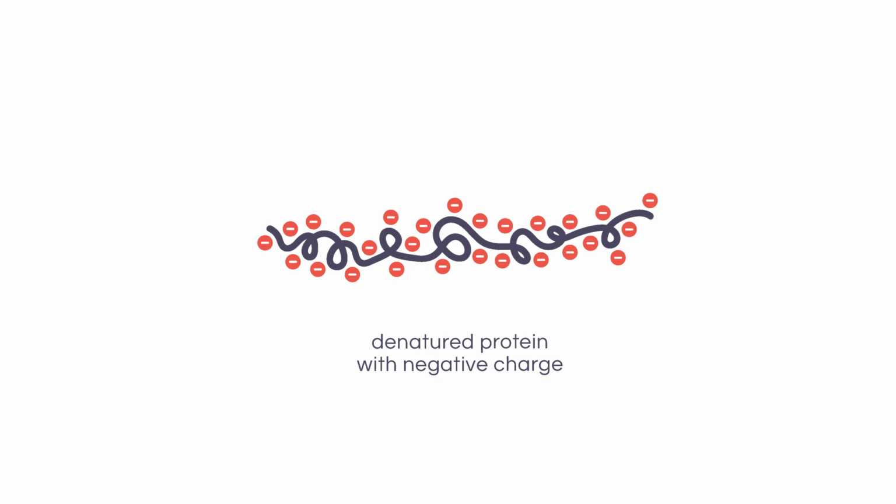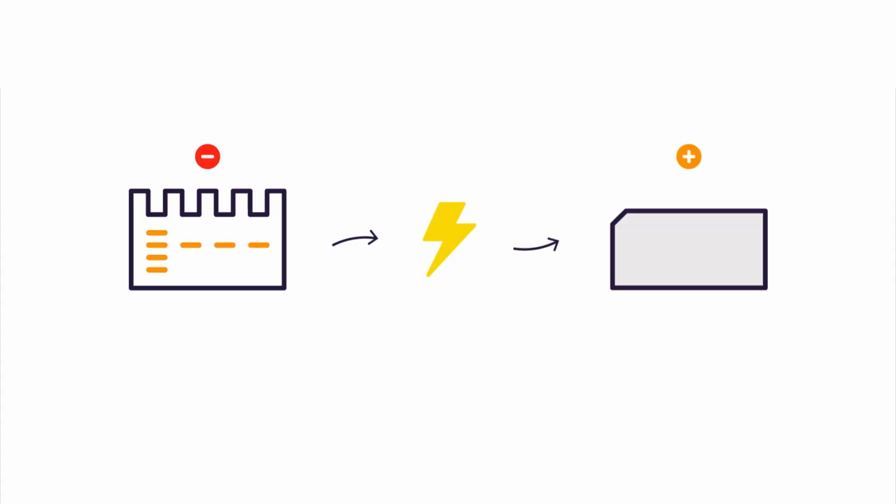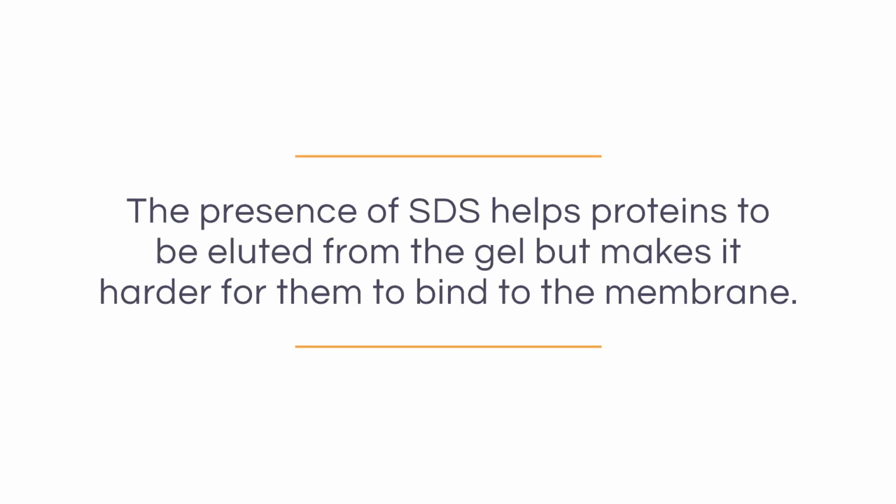In the science section, Darren also reviewed the role of SDS in the transfer buffer. So SDS is very important because it helps maintain the proteins denatured, and it also gives them a negative charge so that they can be transferred with the aid of an electric current from the gel onto the membrane. Therefore, we can consider that the presence of SDS helps proteins to be eluted from the gel, but at the same time it's going to make it harder for them to bind to the membrane.